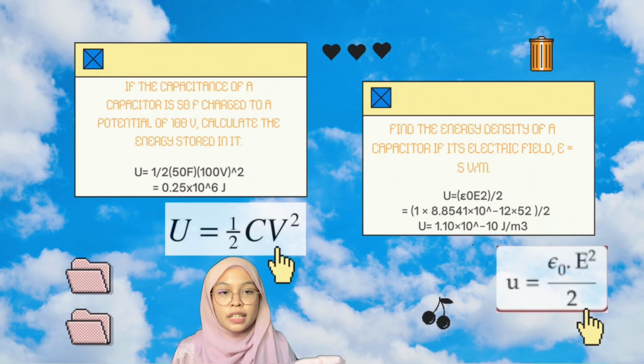So the next question is to find the energy density of a capacitor if its electric field is equal to 5 volt per meter. Given that it is equal to 5 volts per meter, and we know that permittivity is equal to 8.85 times 10 to the power of negative 12. By using the formula given, we can substitute the information and we get the answer of the energy density. Also, don't forget the unit, which is joule per meter cube.